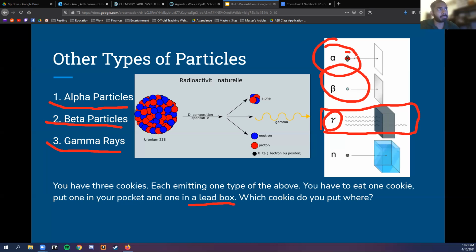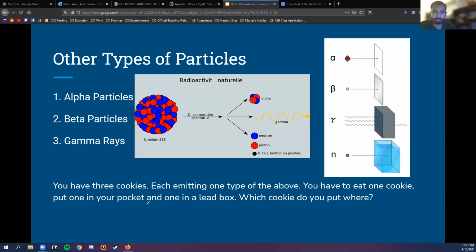The alpha particle is big enough where a sheet of paper is enough to block it for the most part. And so you put that one in your pocket in order to be safe from it, right? The key is safety. And I'm going to be referring back to these particles as time goes on.